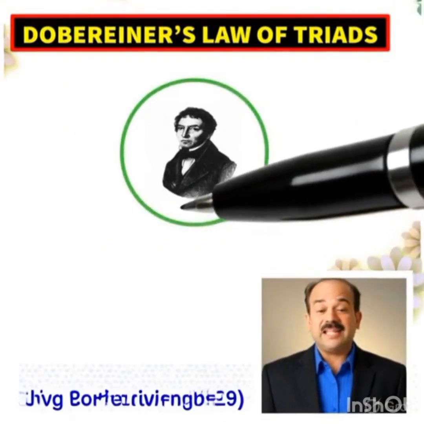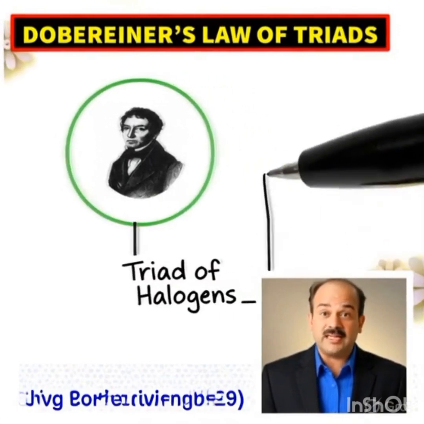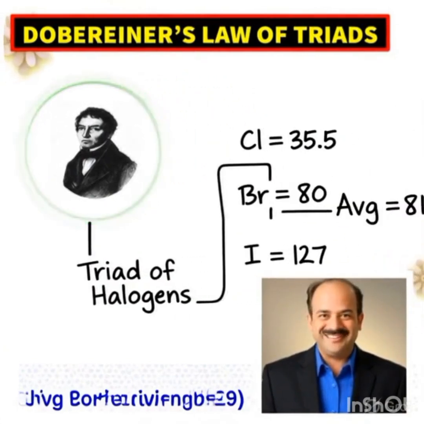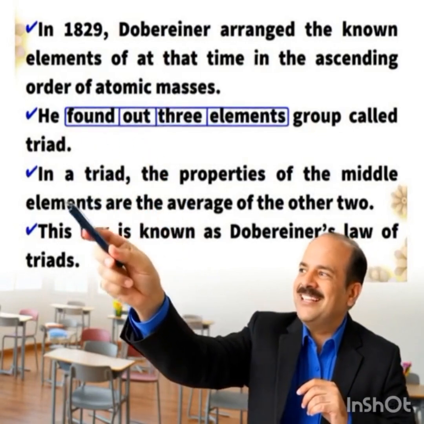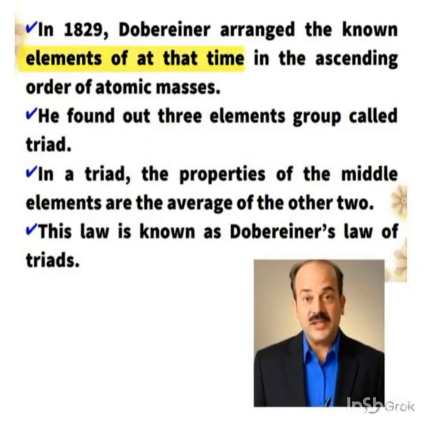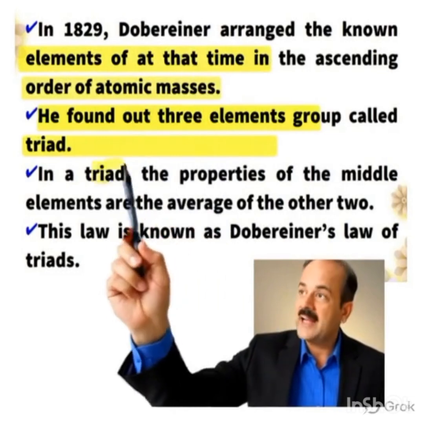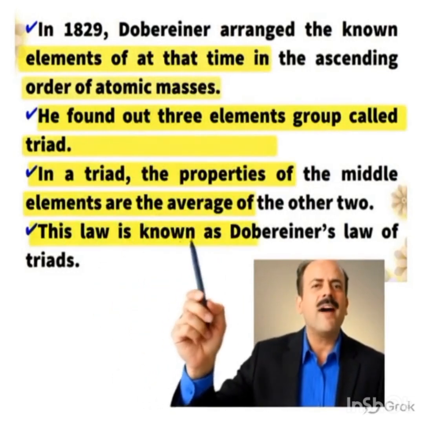Dobereiner's law of triads explains slowly. He grouped elements like chlorine, bromine and iodine. Their average weight is close to bromine's. In 1829, Dobereiner arranged the known elements of that time in the ascending order of atomic masses, called triads.